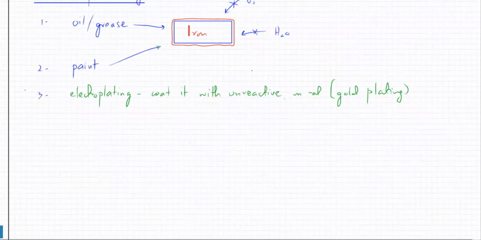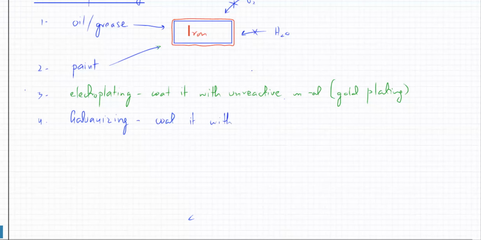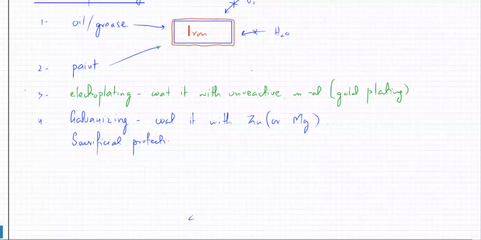So what happens with zinc? Number 4. That's known as galvanizing. So what you do is you coat it with zinc or Mg. ठीक है, there's another name given to this. This is known as sacrificial protection. And you don't even actually have to coat it, okay, or provide electrical contact. I mean, connect them with a wire.